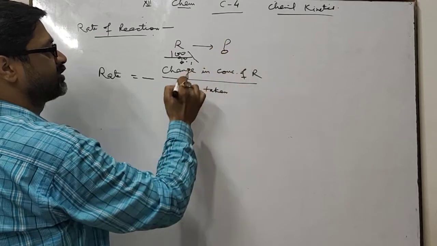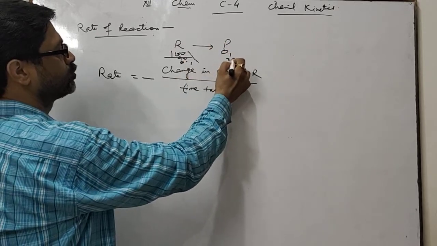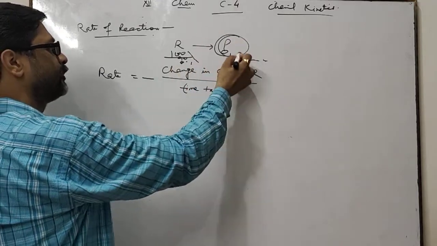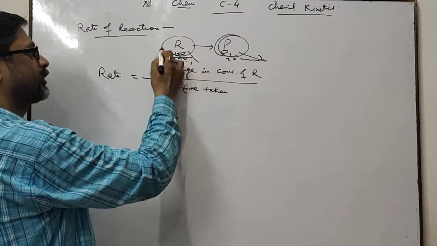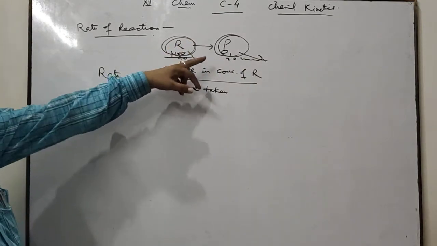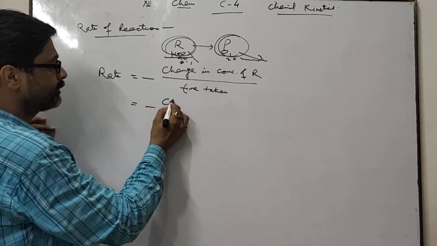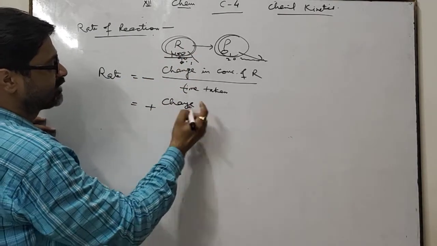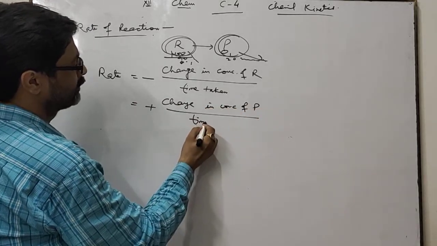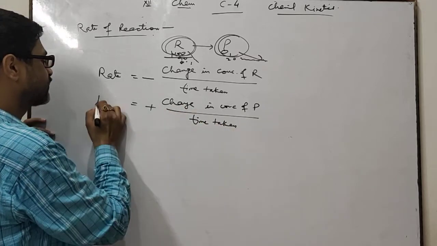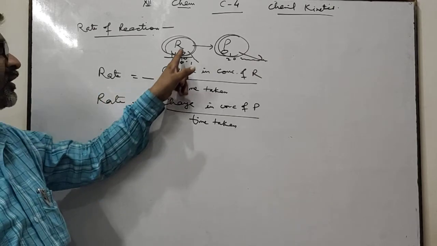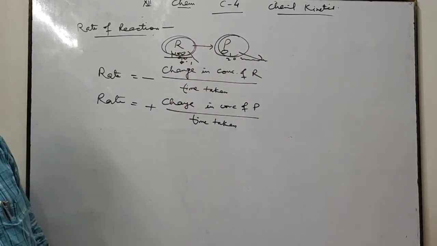And this one is continuously increasing. At starting it is 0, then 1, 2, 20, 30, 50, 70, 80, like this. P continuously increases and R continuously decreases. Hence we put a minus sign with R and a plus sign with P: plus change in concentration of P upon time taken. This one is also the rate. Rate can be expressed in terms of reactant as well as product.